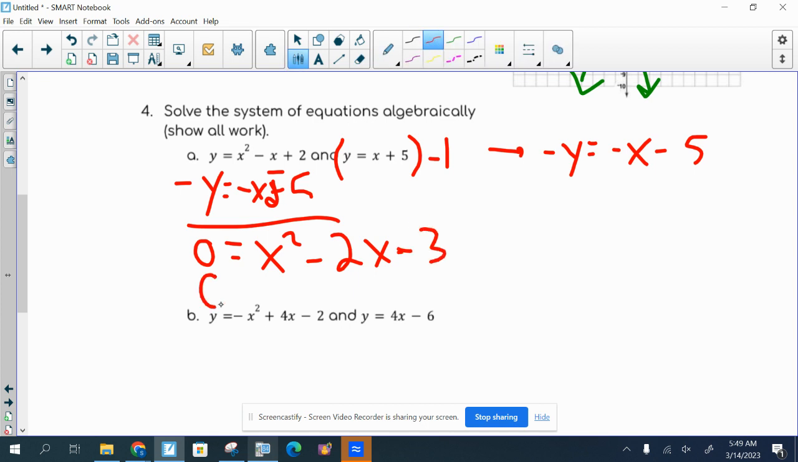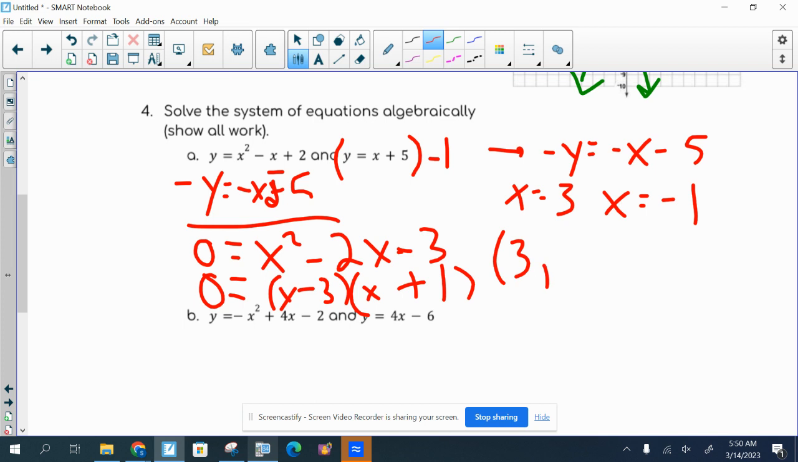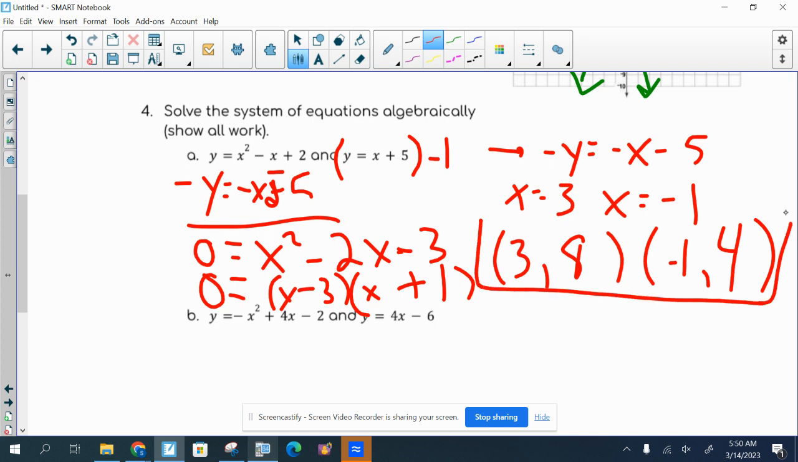And then we would factor it. So this would give us x and x. Factors of 3 would just be 3 and 1. And I'd make the 3 negative and the 1 plus. And then that would give us solutions of x equals 3 and x equals negative 1. Then you get your coordinates. So however you want to do that. I know I've seen some people using the table. Some people plug it into this one. Some people plug it into this one. If I just plug it into this one, it's shorter. So if x is 3, that gives us 8. If x is negative 1, that gives us 4. So those would be your solutions.